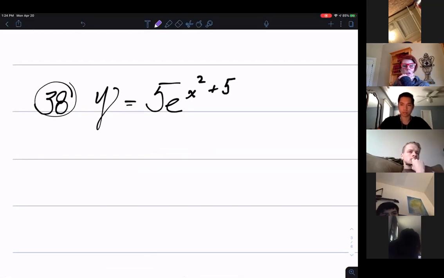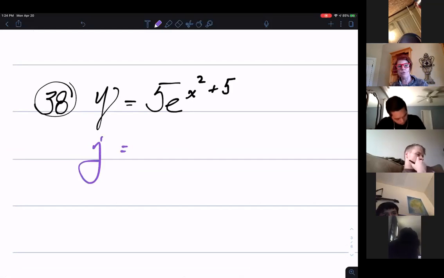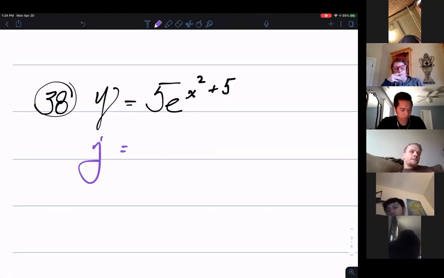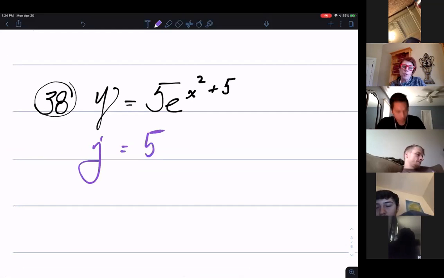All right. So if I'm asked to find the derivative of this, walk me through this one. So I've got y prime is equal to... Copy. All right, but what do I do with the 5 out front? Isn't it a constant multiplier, so leave it as it is? Yeah, it's a constant multiplier, so you're just going to copy it as you normally would a constant multiplier.